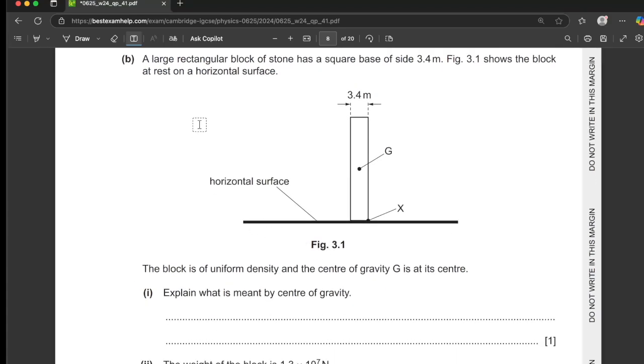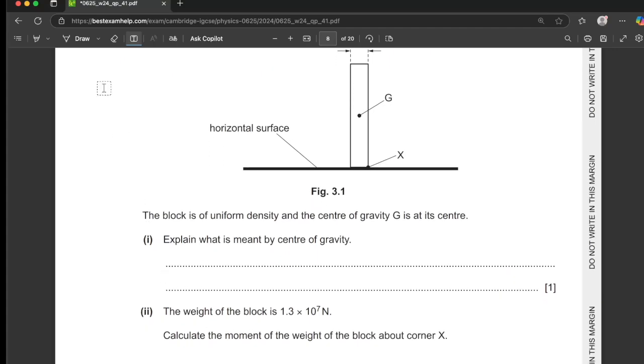So B, a large rectangular block of stone has a square base of side 3.4 meters. Figure 3.1 shows the block at rest on the horizontal surface. The block is of uniform density and the center of gravity is at its center. Explain what is meant by center of gravity.